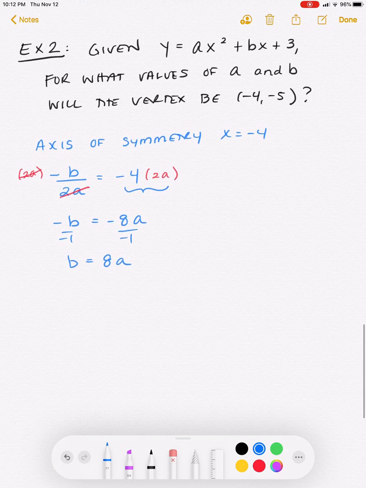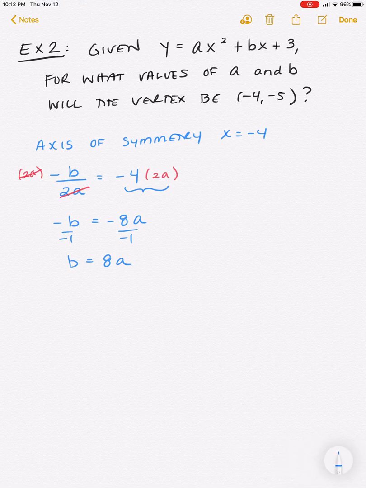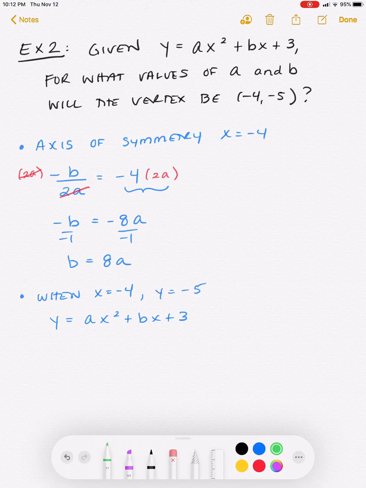So let's think about something else that we know about this vertex. Here's the other thing we know. When x equals -4, then when we plug -4 into all of the x's in the equation, we know that y is going to equal -5. So let's start with this function right here, ax squared plus bx plus 3, and let's replace the y with -5, and let's replace the x right here with -4. And let's go ahead and see how this is going to work.